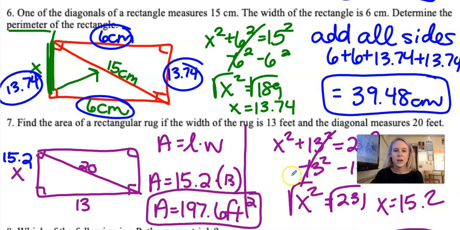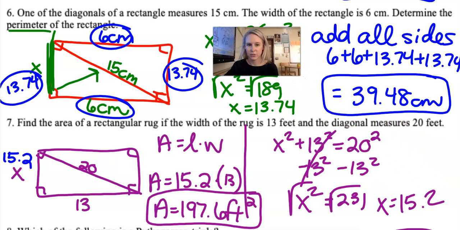Okay. Number 7, we also have a rectangle. So I drew a rectangle. Drawing a picture is going to help, I promise. I drew a rectangular rug. The width is 13 and the diagonal is 20, and I'm trying to find the area. So I need my length again, because I know area is length times width. So I have a right triangle, half of the rug. So I did my Pythagorean theorem of x squared plus 13 squared equals 20 squared. You end up getting that it's 15.2.